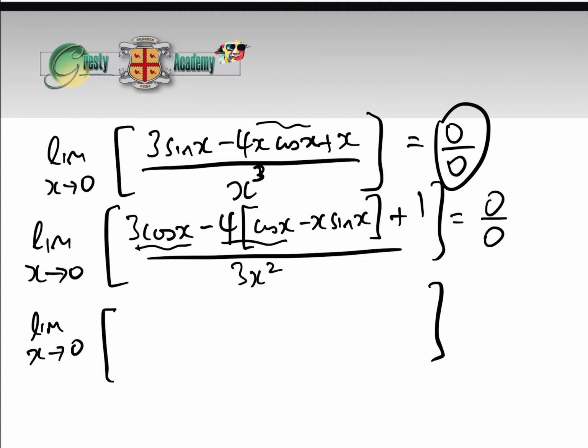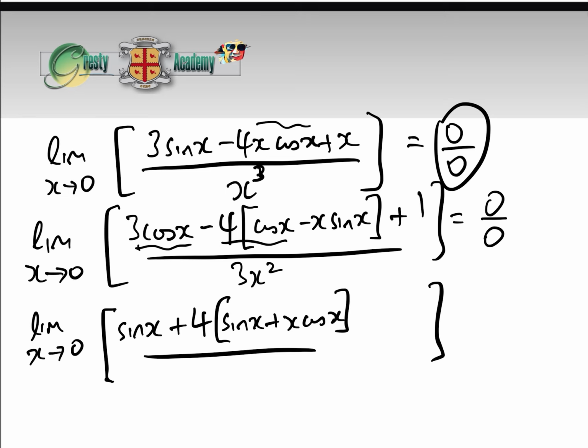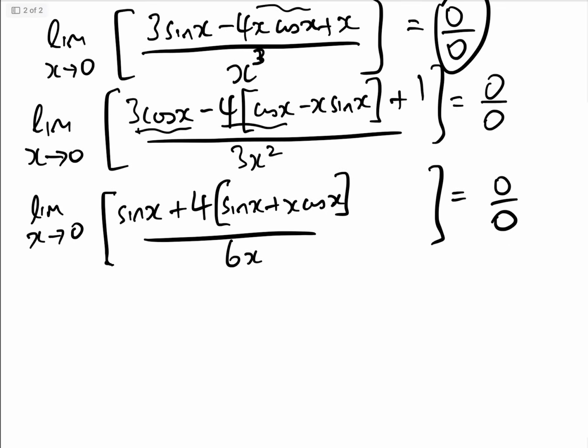So now we can differentiate again. So that gives us the differential of minus cos x, which is sine x, add 4, and again using the product rule, sine x add x cos x, over 6x now. And let's have a look at that again. Sine of 0, 0, 0, and 0. Still indeterminate form. So we can use L'Hopital one more time.